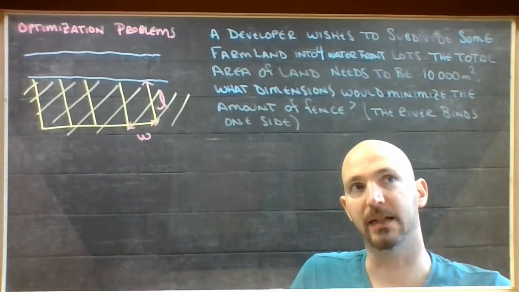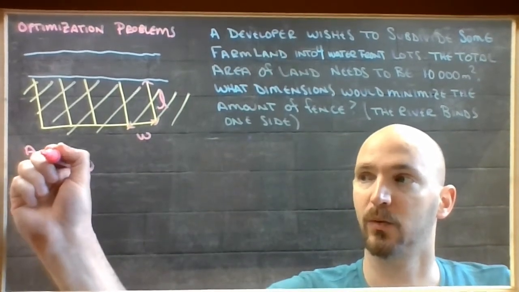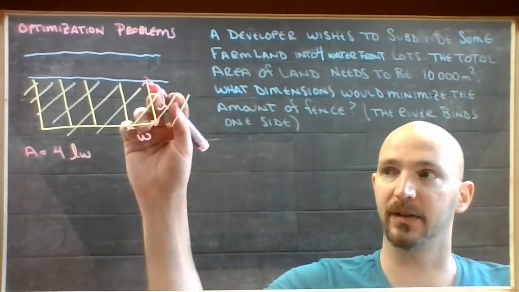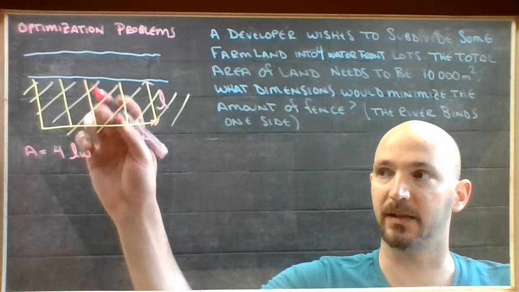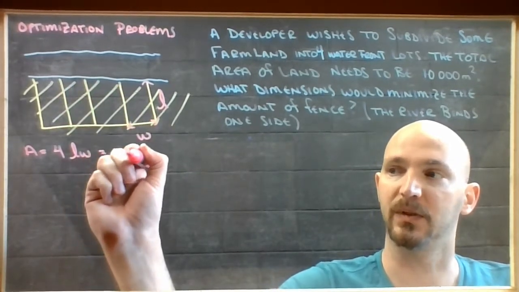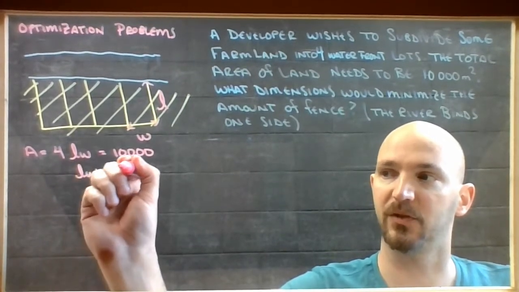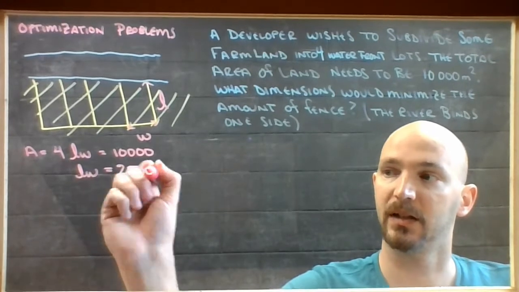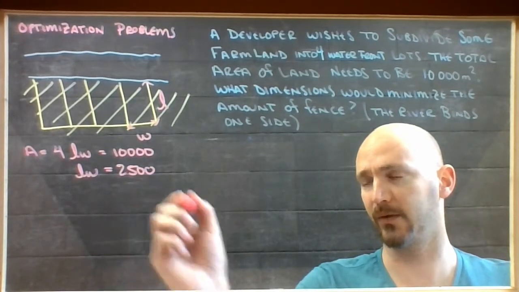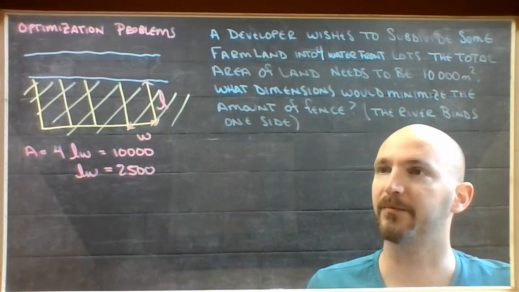So the idea is that the area, which would be 4 of these things, 4 lengths times widths, right? There's length times width, length times width, length times width, length times width, should add up to 10,000, which means length times width should be 2,500. Okay, I'm going to leave it at that.